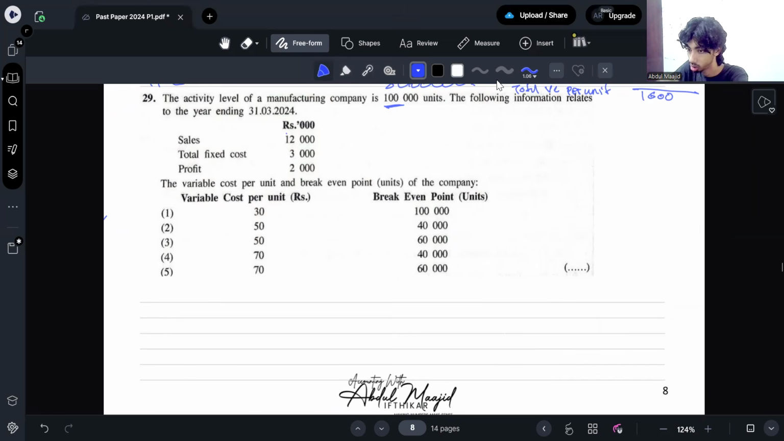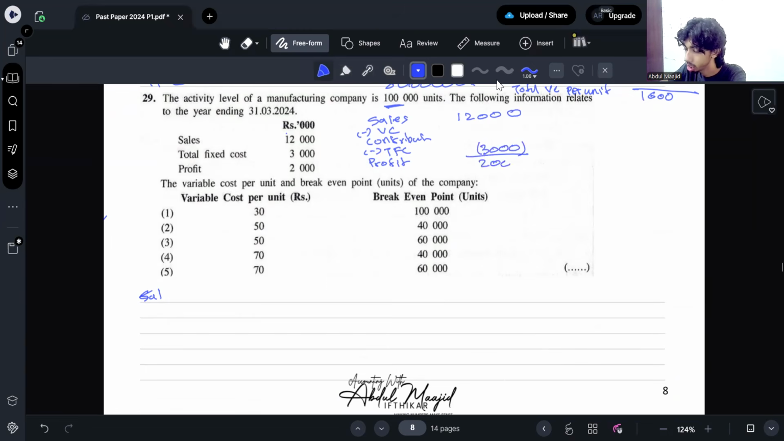12,000 profit. Sales minus variable cost equals contribution. From contribution, if you deduct total fixed cost, you will get the profit. Sales is 12 million. Total fixed cost is 3 million.